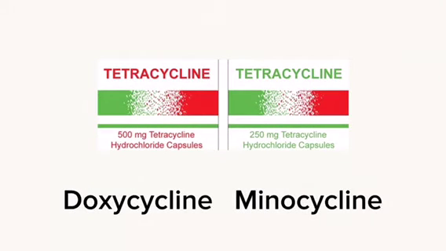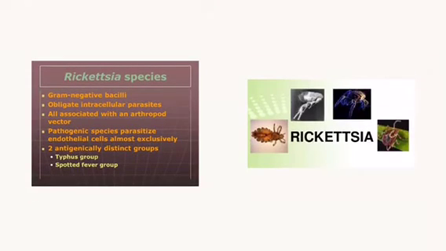Representative drugs of tetracyclines are doxycycline and minocycline. Tetracyclines are broad-spectrum drugs, and the various sensitive organisms are: number 1, various Rickettsia species.